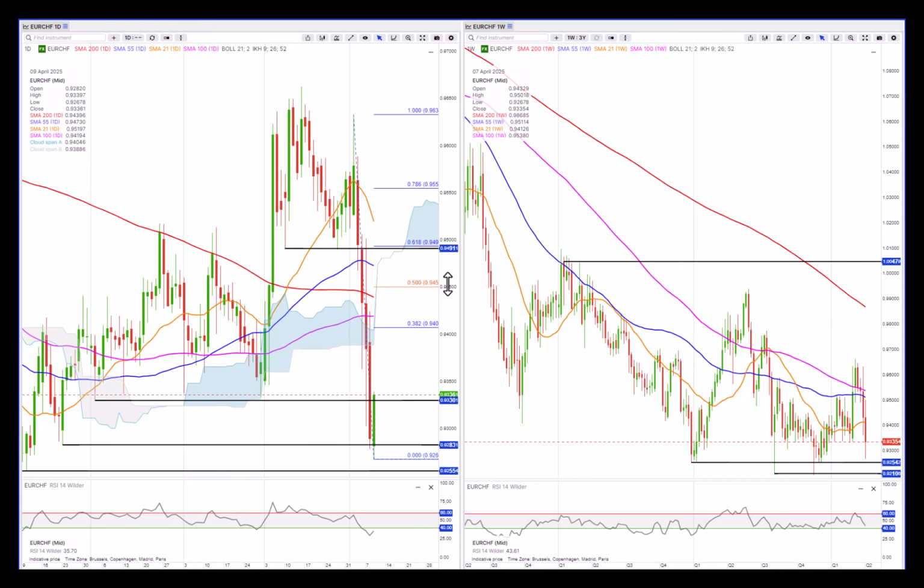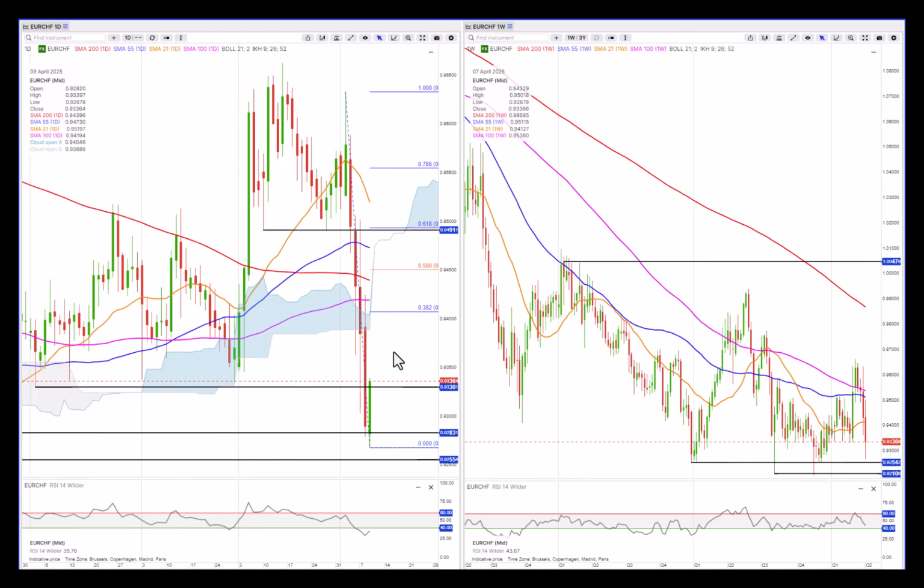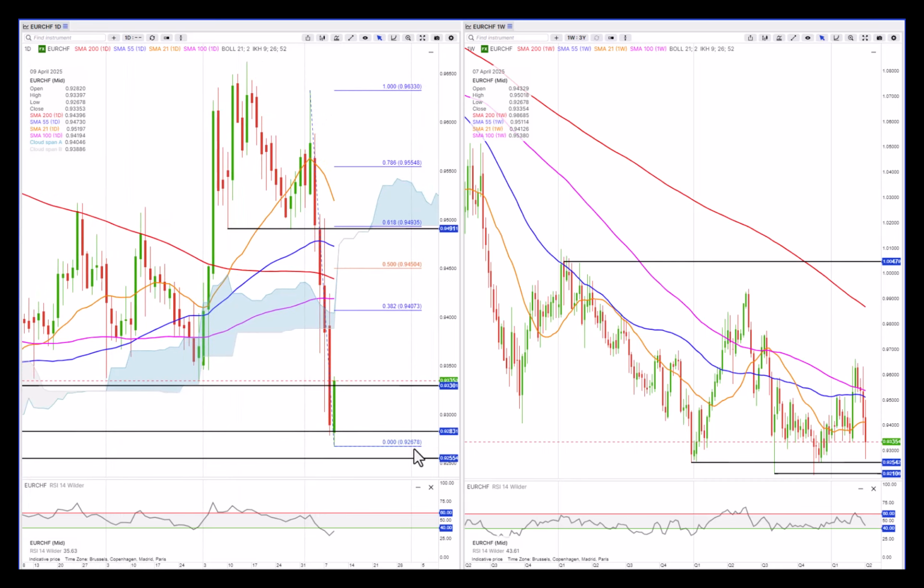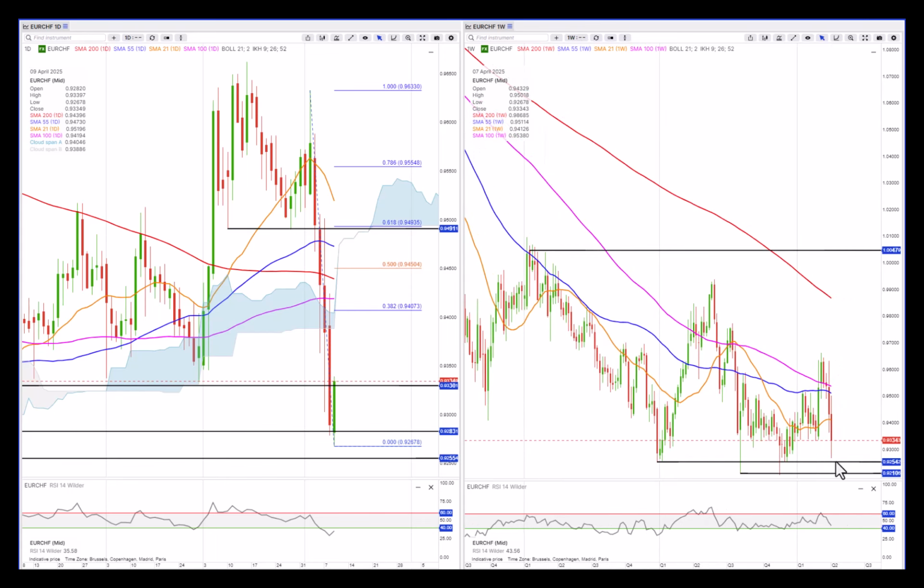Euro-Swiss got sold off heavily the past week or so, and seems to be bouncing from around 92.65, just above the support here at 92.55. You can see the support here on the weekly, which is key. Very strong support in this region down here, and now we are bouncing. We could bounce up to the 94 level, which is around the 38.2 retracement.